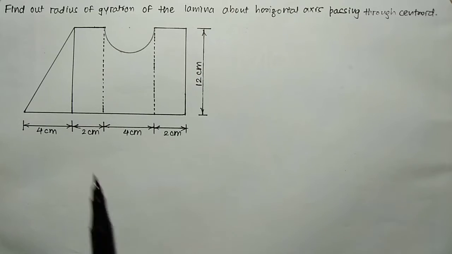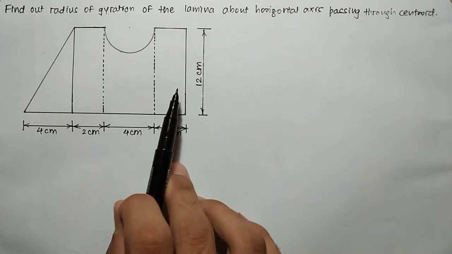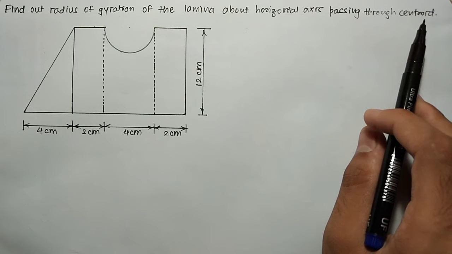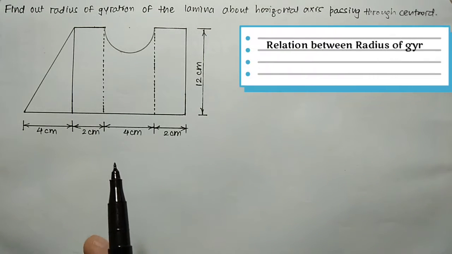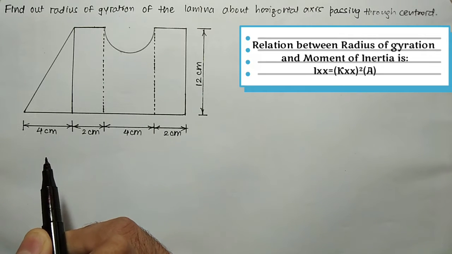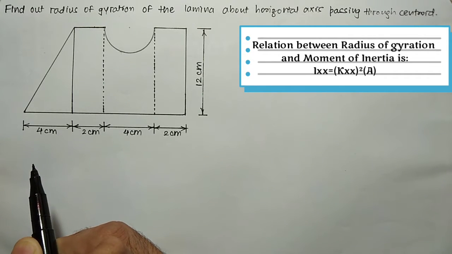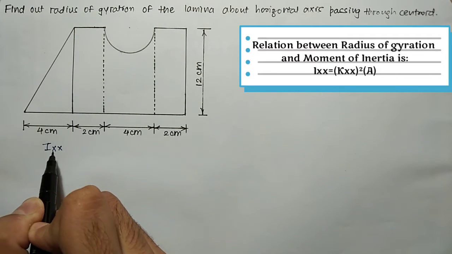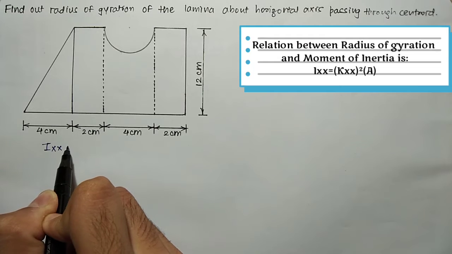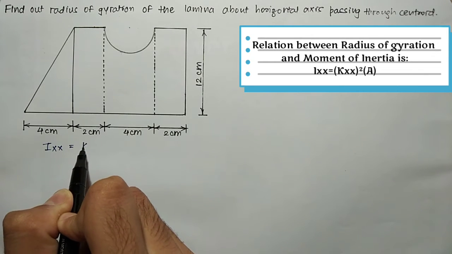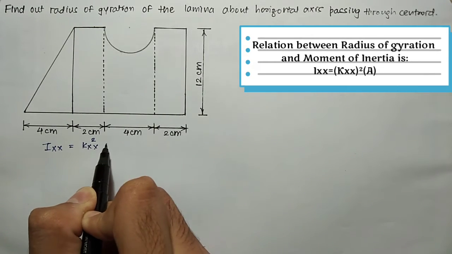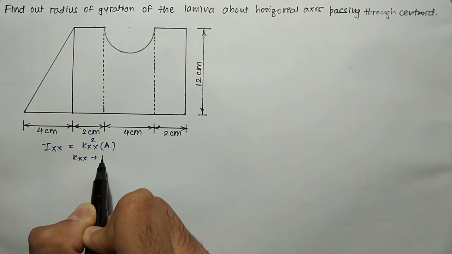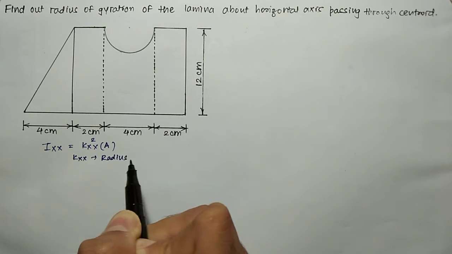So we have been asked to determine the radius of gyration of this lamina about the horizontal axis which is passing through the centroid. Now the relation between the moment of inertia and the radius of gyration can be given by Ixx, that is the moment of inertia about the xx axis, is equal to kxx squared times the area of the lamina, where kxx is the radius of gyration about the horizontal xx axis.